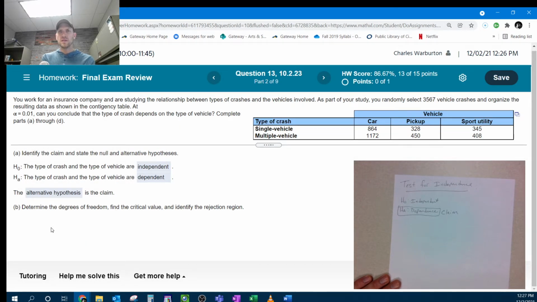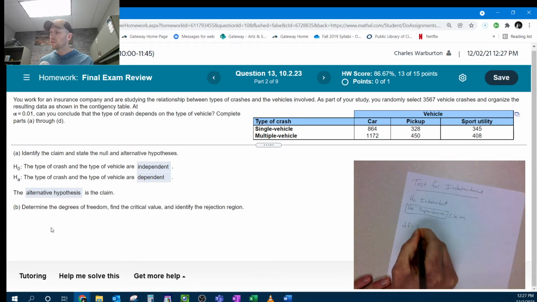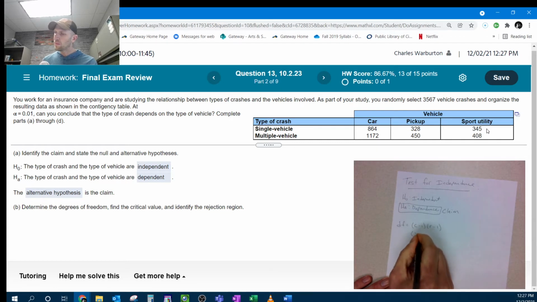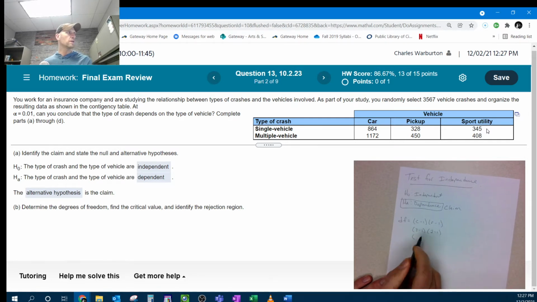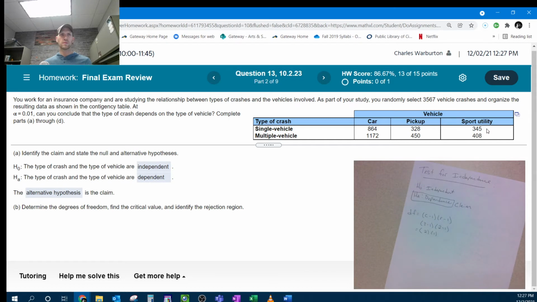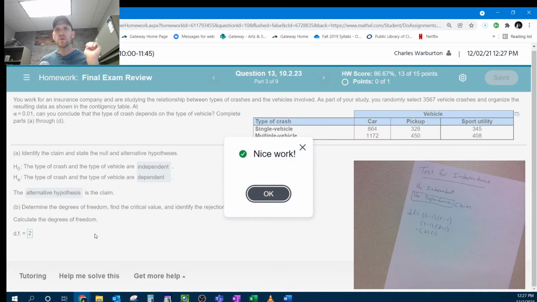All right. So next they ask us for the degrees of freedom. Here the degrees of freedom is the number of columns minus 1 times the number of rows minus 1. So let's see, how many columns do we have? We got 3 columns: 1, 2, 3. 3 minus 1. And 2 rows, single vehicle and multiple vehicles. 2 minus 1. So 3 minus 1 is 2, and 2 minus 1 is 1. Two degrees of freedom. Number of columns minus 1 times the number of rows minus 1.